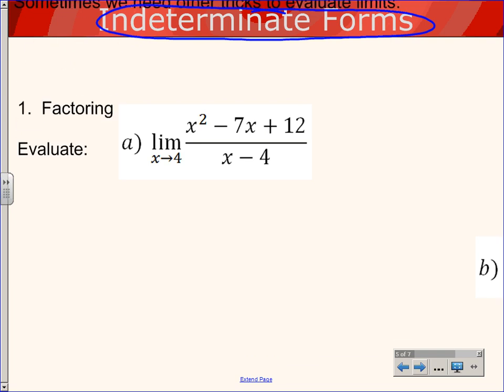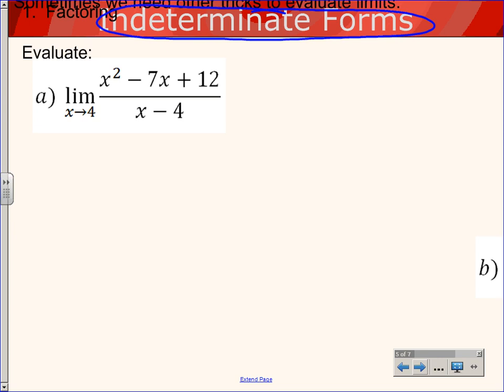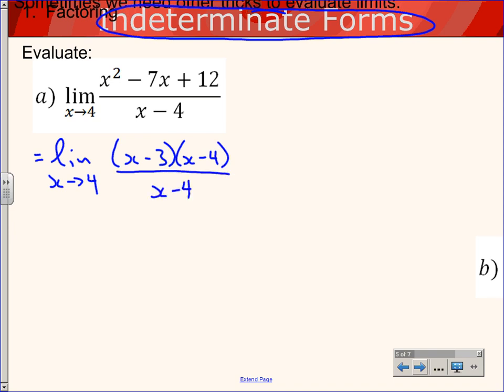Let me get this out of the way so I can get a little more space. If you have that expression, we can factor it to try and reduce it. So I'm still leaving the limit. If I factor the top, I need two numbers that multiply to 12 and add to minus 7, right? So minus 3 and minus 4, all over x minus 4. And then conveniently what happens is we've got an x minus 4 on the top and an x minus 4 on the bottom. So those are going to cancel out.